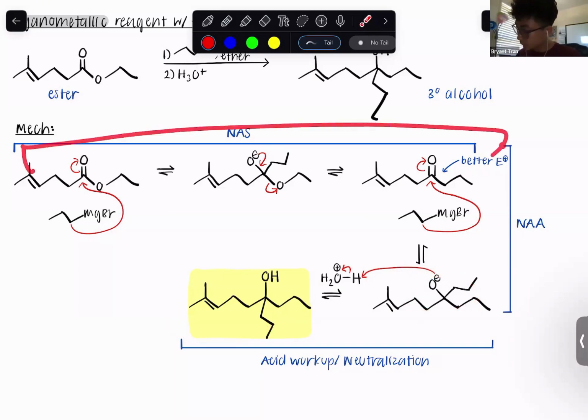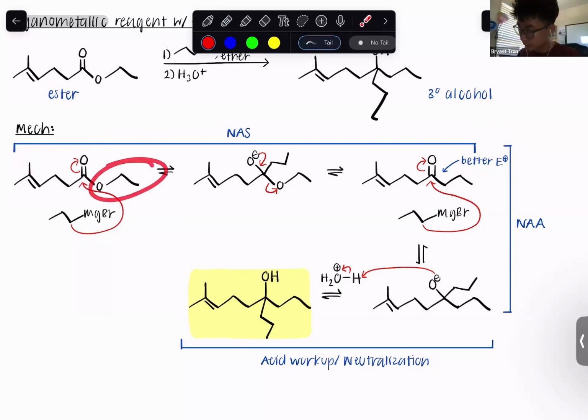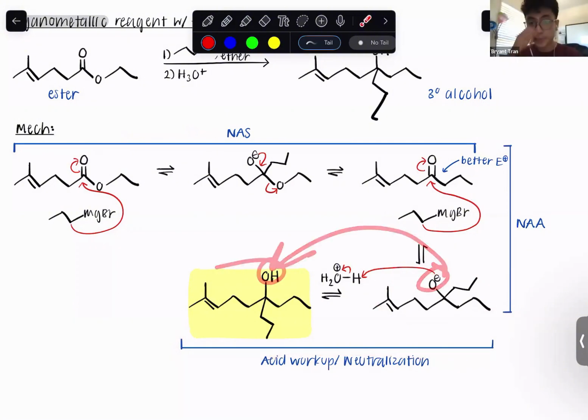So this is nucleophilic acyl substitution because we're substituting this OR with this R group. And then this is nucleophilic acyl addition because we're just adding on the R group without eliminating anything. And then this right here is acid workup where we protonate the O- to become the neutral OH right there. Okay.